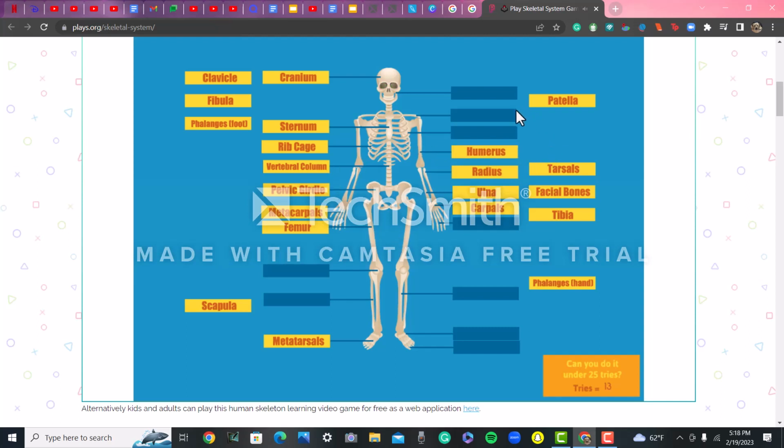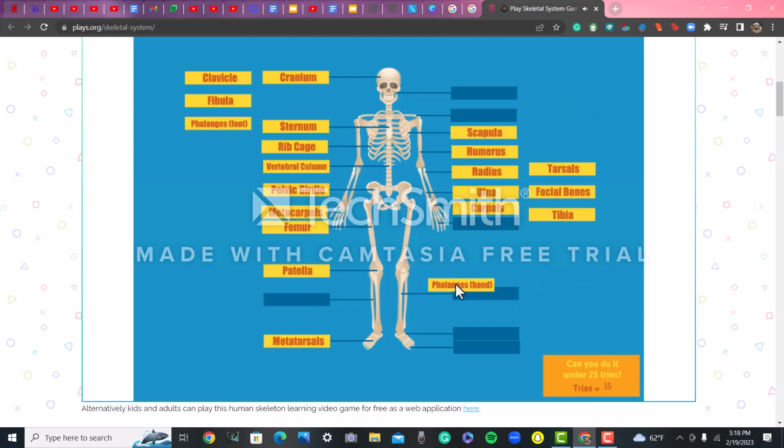I'll speed this up, don't worry. Scapula right here. Patella is the kneecap. Phalanges, hand, obviously. Tibia, right here. Tibia is the stronger bone of your leg, kind of. And then the fibula.